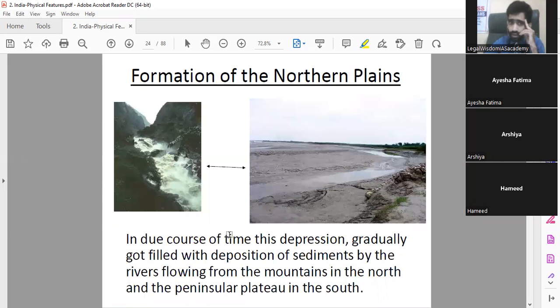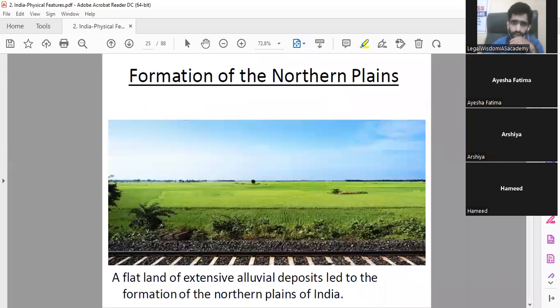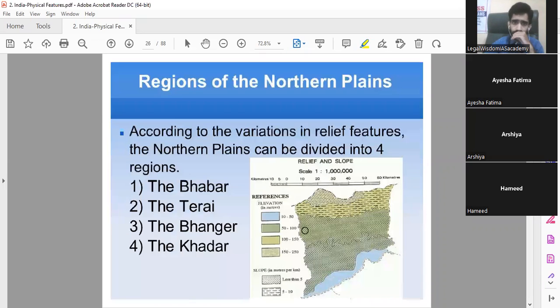Okay? Then you can understand pictographically, this was the basin which was formed, and this basin was filled with time with soil, and today it is the result. This is flat soil, flat land. Then you have the formation of the northern plains, a flat land. Extensive alluvial deposits led to the formation of the northern plains of India. Then you have regions of the northern plains based on relief features.